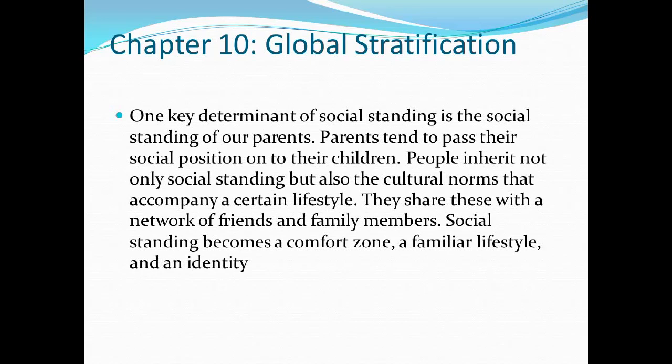We talked a little bit more about that in chapter 9, social class, social stratification in the U.S. We talked about social mobility. And sometimes, in cases like this, parents tend to pass their social position on to their children. The book states that people inherit not only social standing, but also the cultural norms. Remember, norms are expectations of right behavior that accompany a certain lifestyle. They share these with a network of friends and family members. Social standing becomes a comfort zone. It's a familiar lifestyle and then an identity as well.